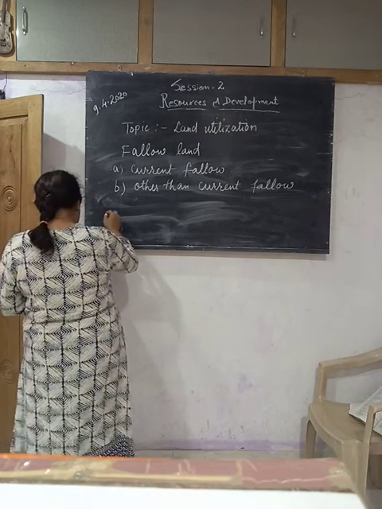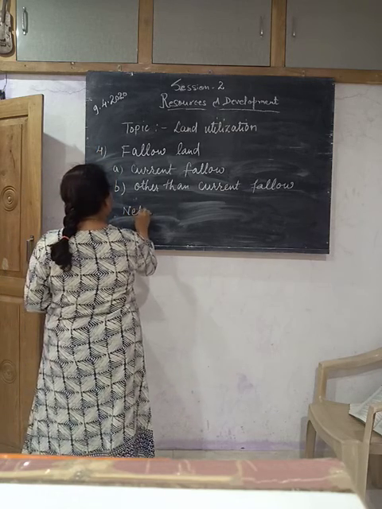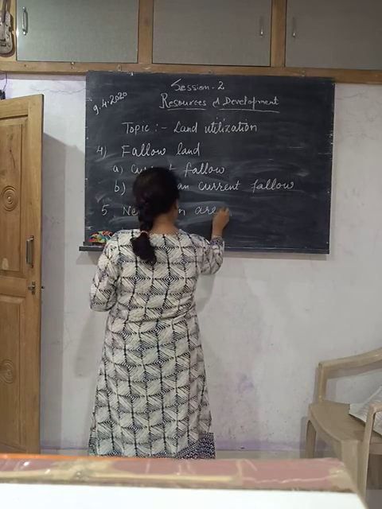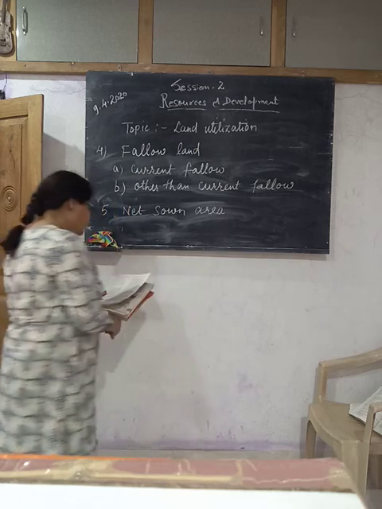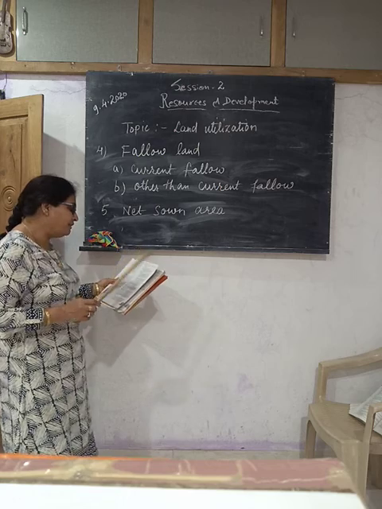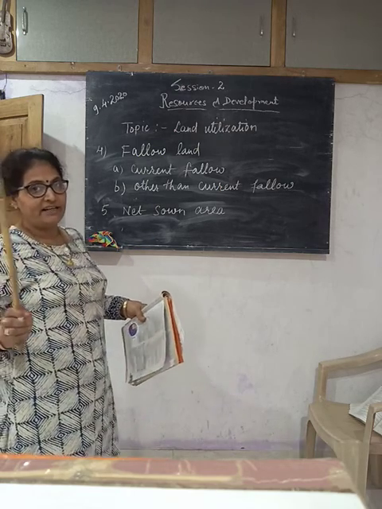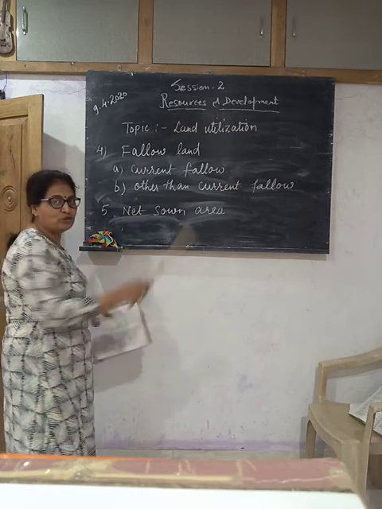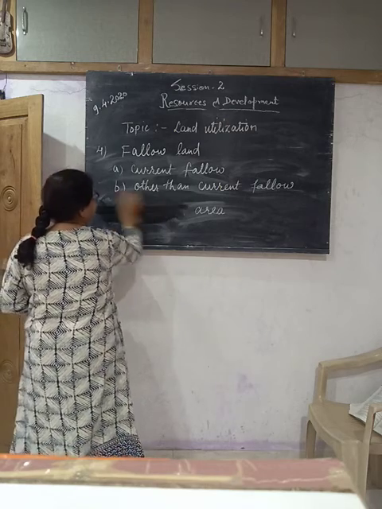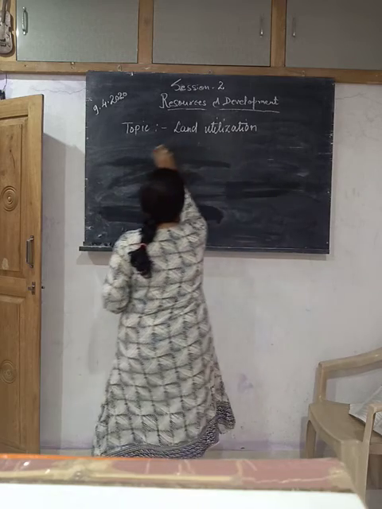Then comes our net sown area. Net sown area means that area which is sown more than once in an agricultural year. Now we have to see the land use pattern in India, how this land is used in India.